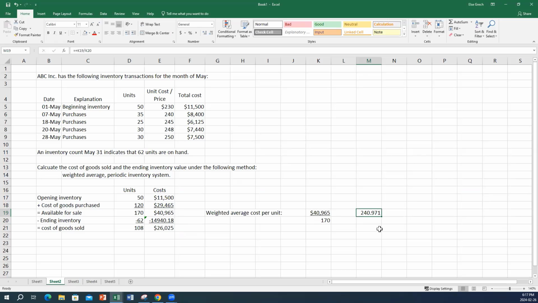Now, why is it important to use the unrounded average cost in your calculations? That's because if you don't, you're going to end up with a rounding error in both the valuation of the ending inventory and the valuation of the cost of goods sold. So we don't round the average cost.